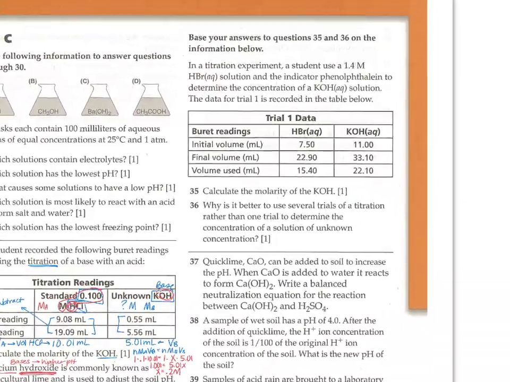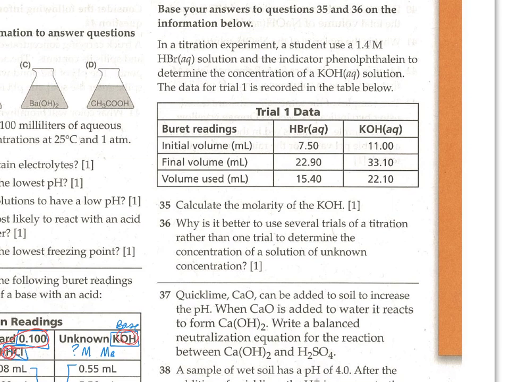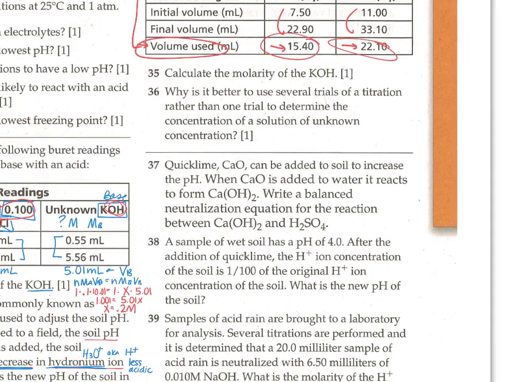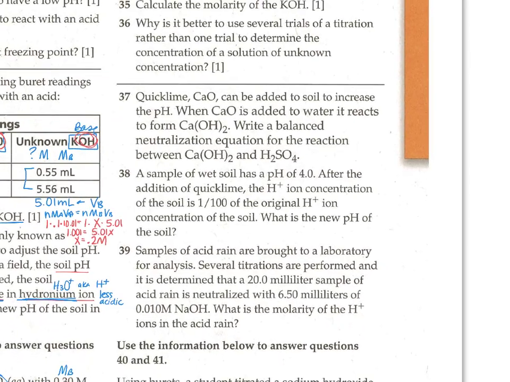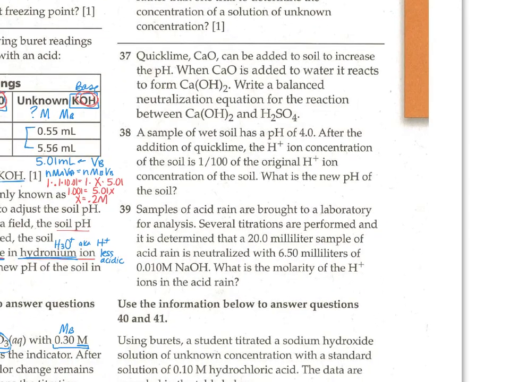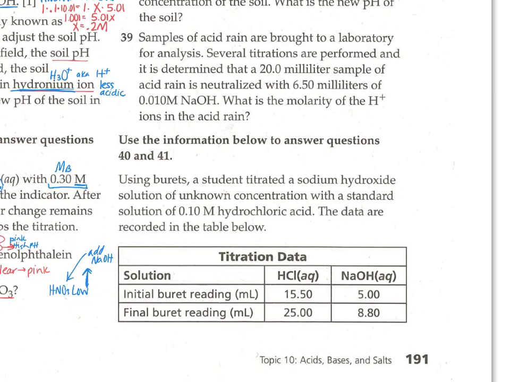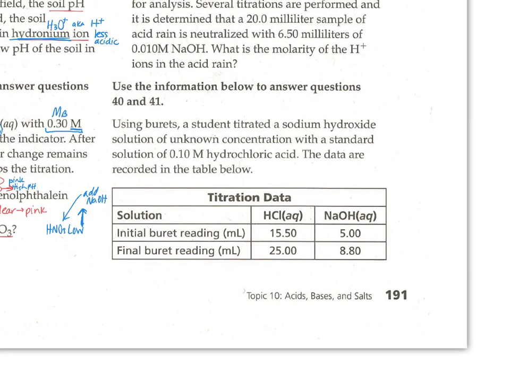35 and 36, there's more titration stuff. In this data table, they're giving you the volume used, so they did the subtraction. So this number was found by subtracting those two, and this number was found by subtracting those two. So that's the volume that you're going to use in the calculation, the one that the subtraction was done for you already. So that's just an MAVA, MBVB problem. Here's more titration. So there's initial and final, so you'd have to subtract there to get the volumes used.